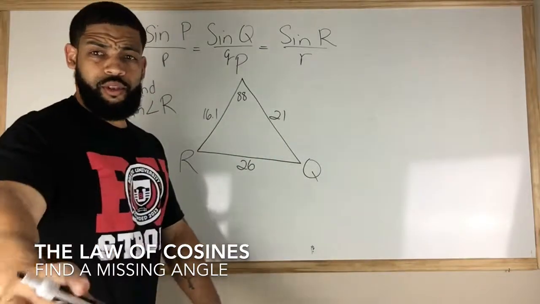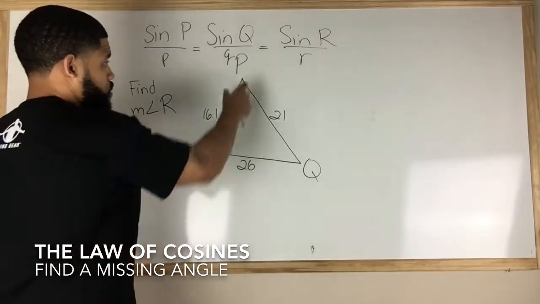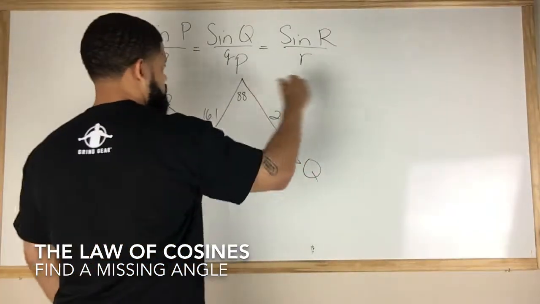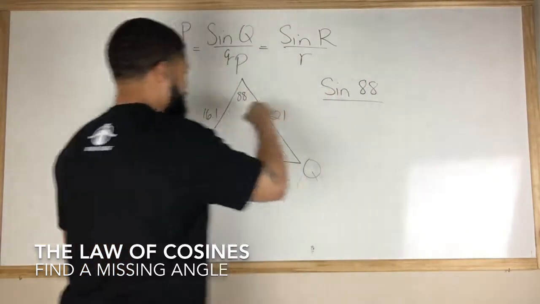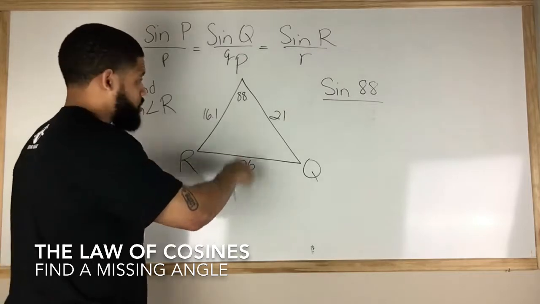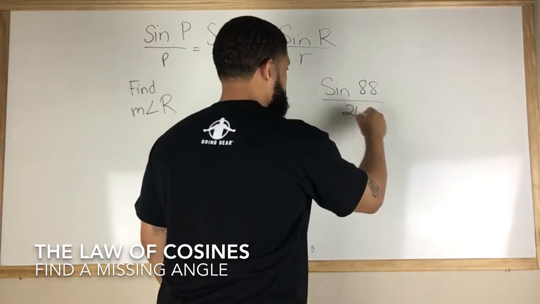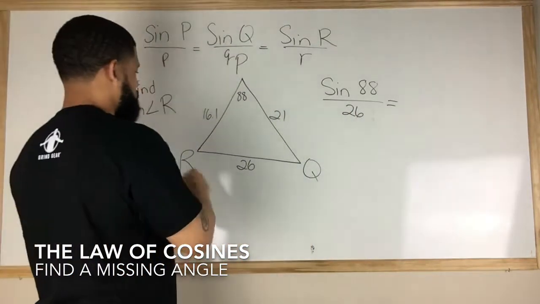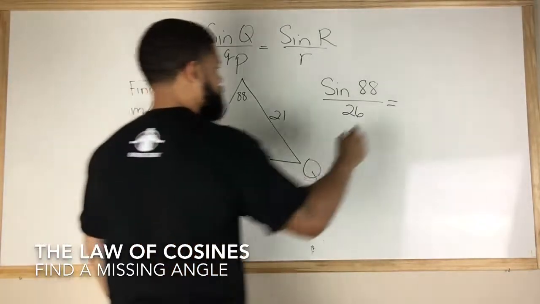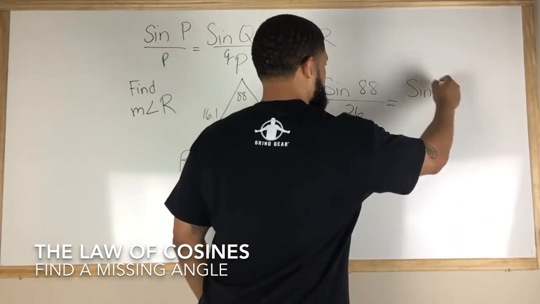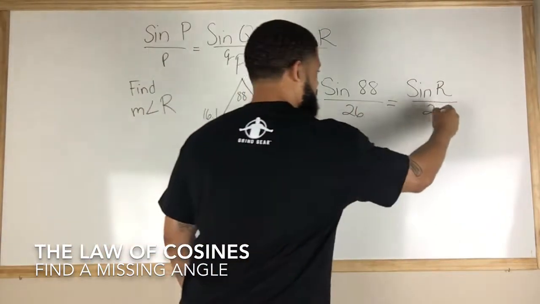So we need to set up our proportion properly, and we're going to simply look at what we have compared to what we don't have. So we do have the angle here, so we can say the sine of 88, and we want to put that over the opposite side, okay? So the side directly across from angle P is side P. So that's 26, and that's equal to, we are looking for the measure of angle R, so we're looking for this angle. So let's put a question mark there, okay? So we have the sine of R over, and the opposite side to that is 21.